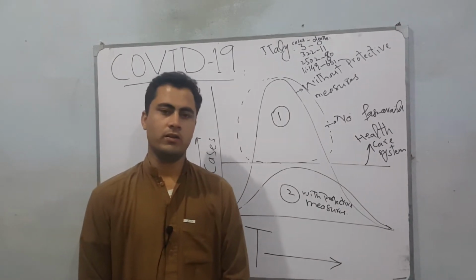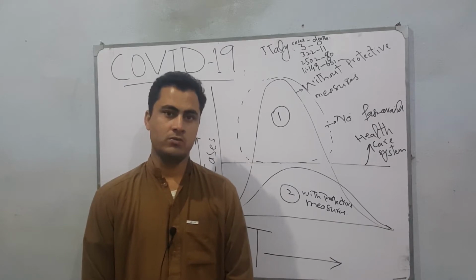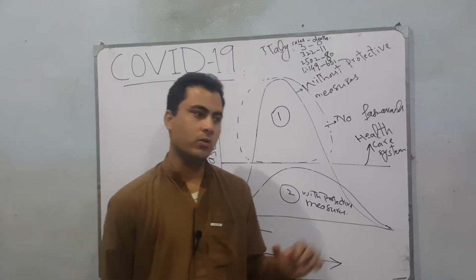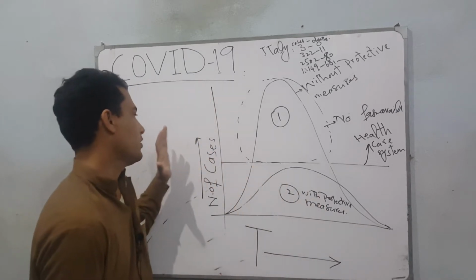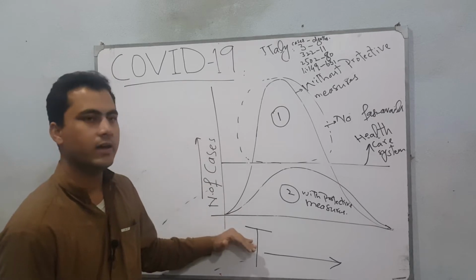Today I am going to discuss the importance of protective measures against coronavirus and the harmful effects of not adopting protective measures against coronavirus in a mathematical context. For that we have to understand this graph. Here you see that we take number of cases on the y-axis and time on the x-axis.